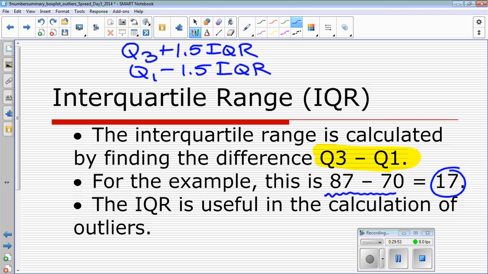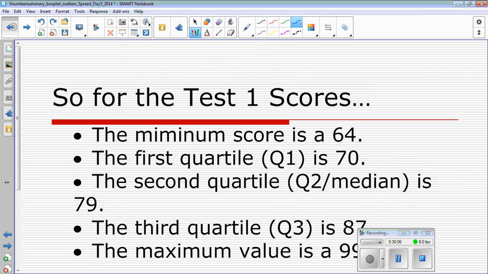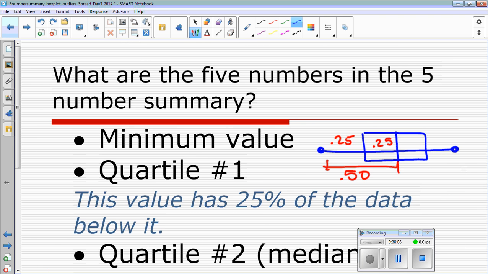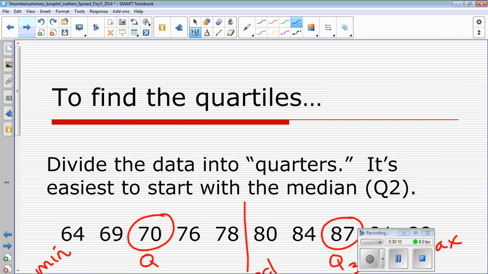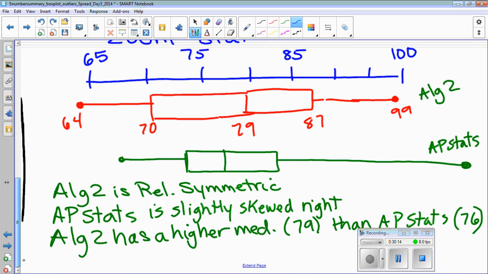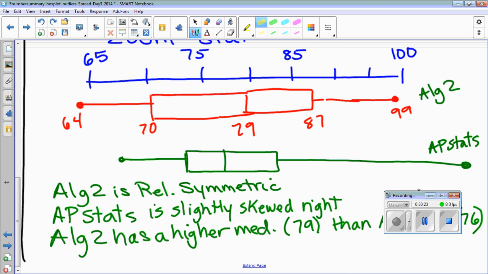So if the interquartile range is 17 for Algebra 2, what would the interquartile range of AP Stats be? Oh, I went too far. Here we go. Really? There we go.